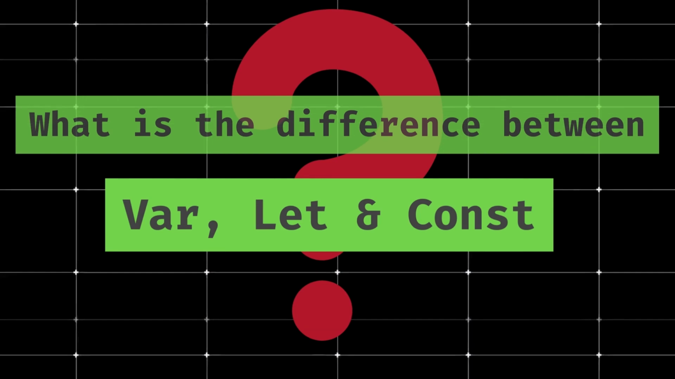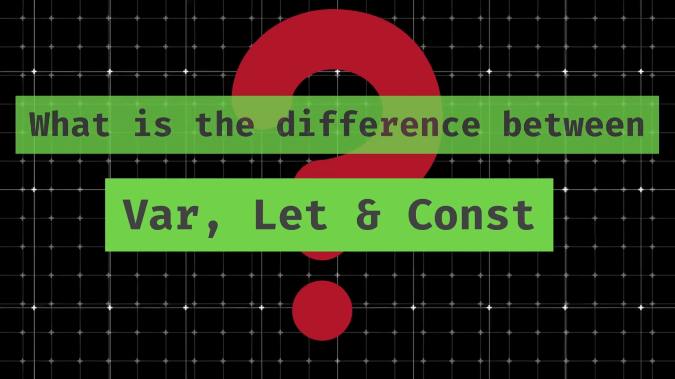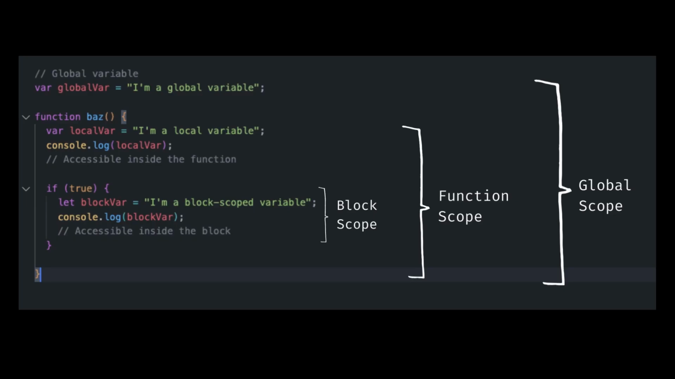First and foremost, in order to understand the differences, let's talk about the scope. Every programming language out there has what you call scope. And scope is a pretty simple concept. It is nothing but the range of control you have in your code.